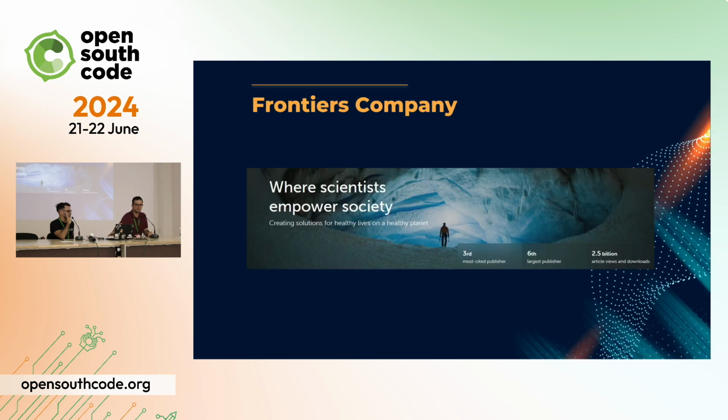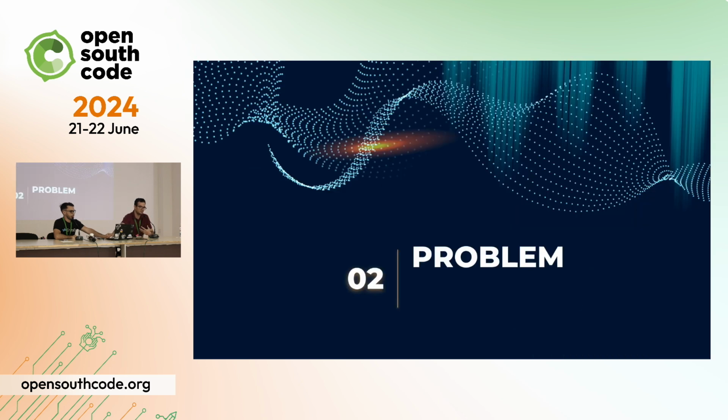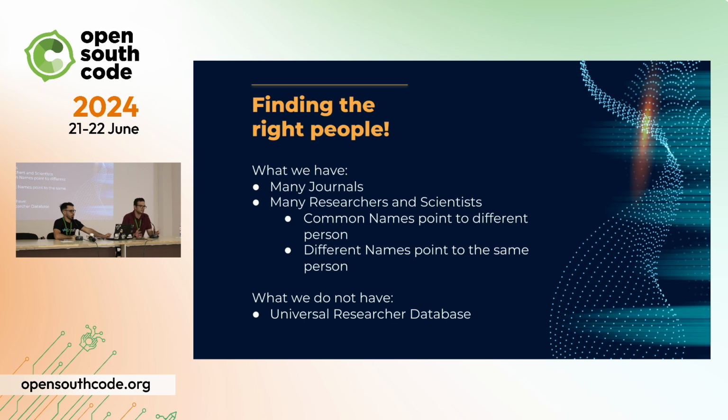I will talk a bit about Frontiers, although Ivan made a good introduction. Frontiers is one of the largest research publishers. We publish research papers in our journals, and to do that, what do we need? The problem is that we need to find the right people. You can't review a paper if you don't have the specific knowledge in the specific field. We have many journals because we receive many papers that need reviewing.